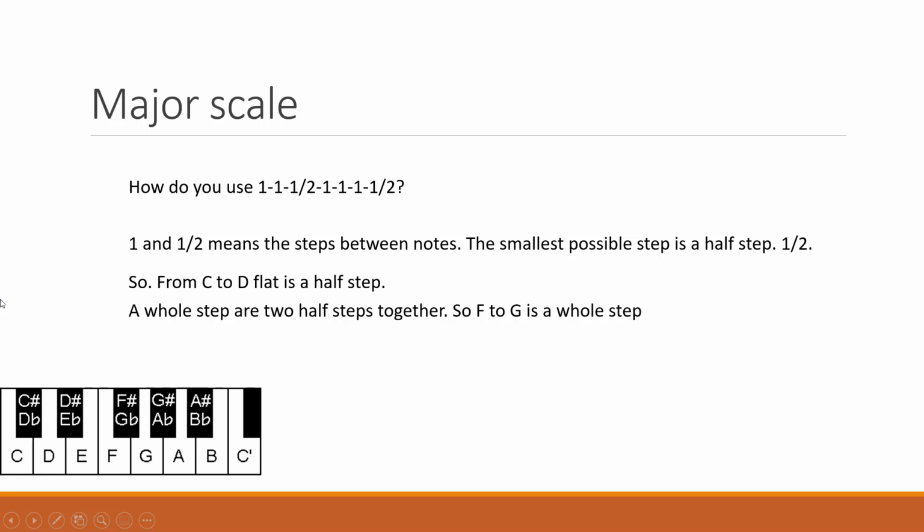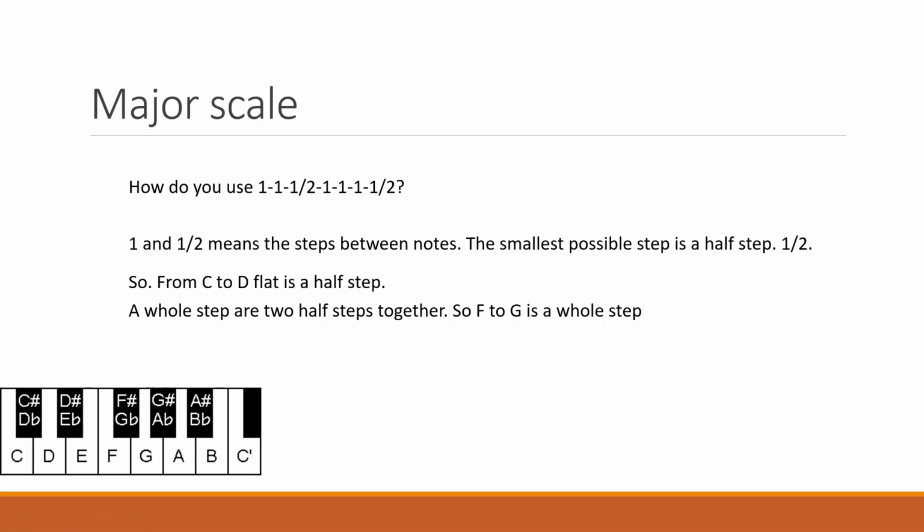It is really important to remember that between E and F and between B and C, there is no note in between. We have C sharp, D sharp, F sharp, G sharp, A sharp, what we call the black keys. We don't have those between E and F, and we also don't have those between B and C.